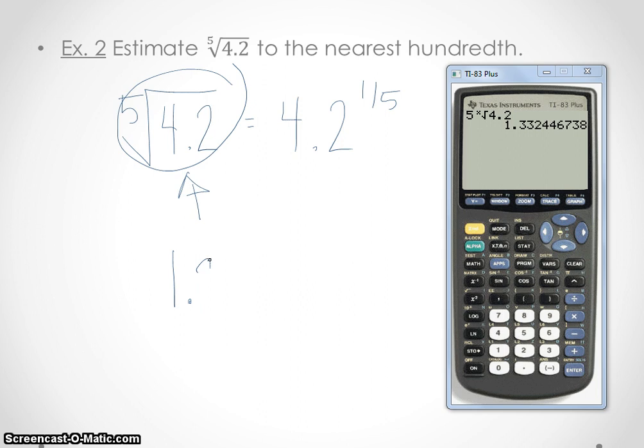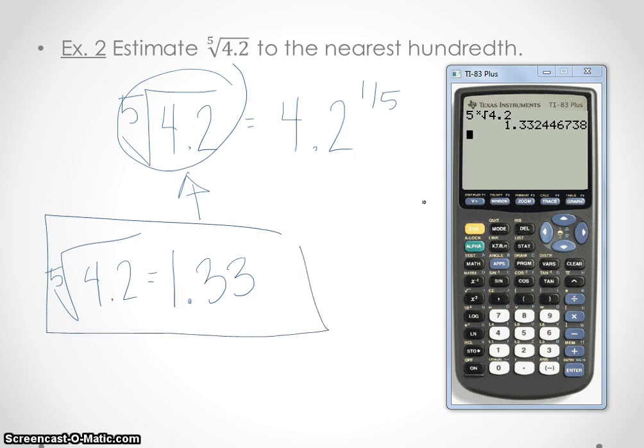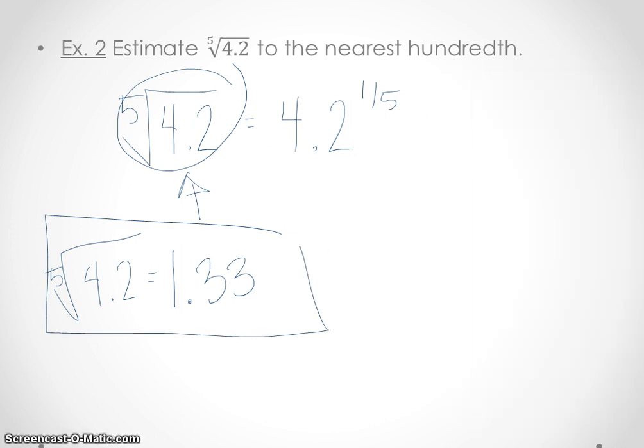So 1.33 is the fifth root of 4.2. Okay. These are easy enough so far. Let's see what else we got.